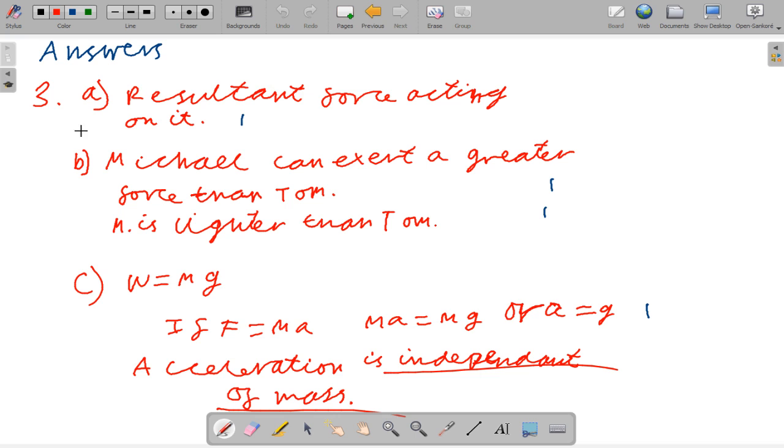Michael can exert a greater force than Tom, and Michael is also lighter than Tom. Weight equals mg, and if F equals ma, then ma equals mg, or a equals g, and the acceleration is independent of the mass, which is another reason.